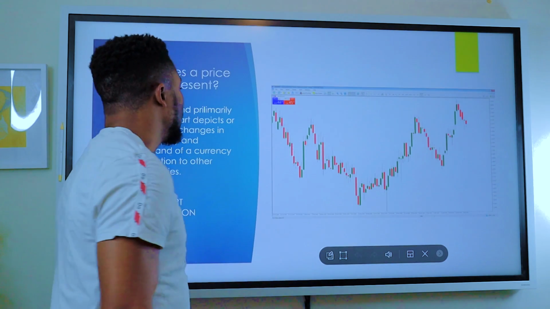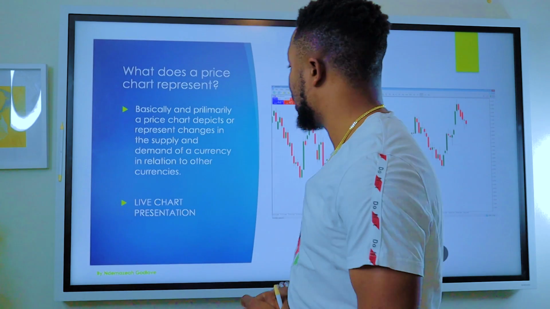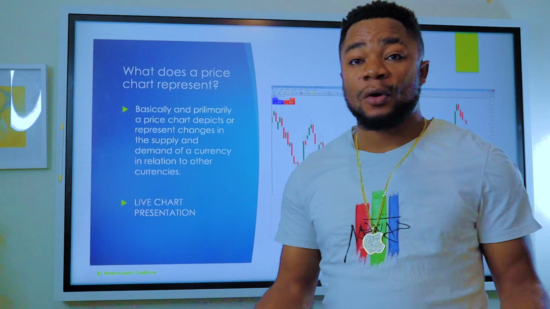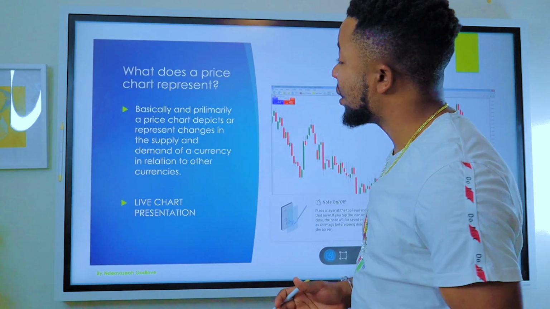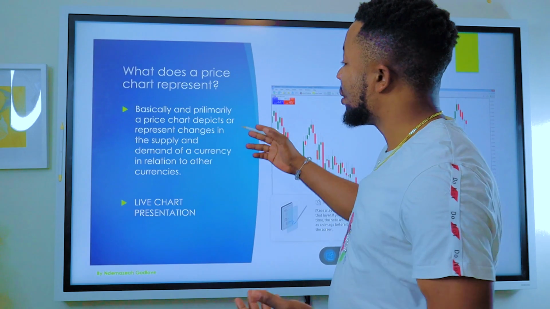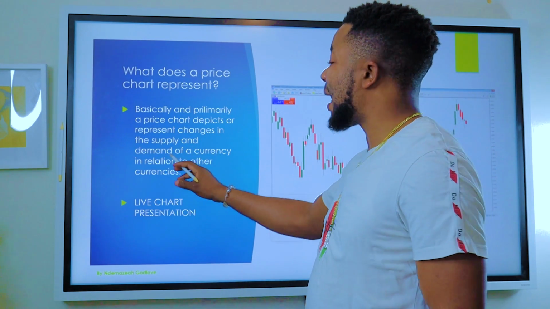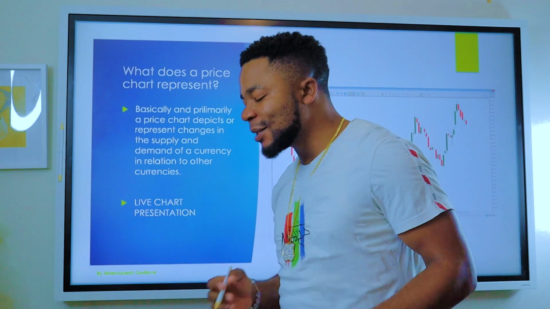So let's see what we have. Here, let's talk about another very important issue. What does a price chart represent? Basically, a price chart depicts or represents changes in the supply and demand of a currency in relation to other currencies. As simple as that.